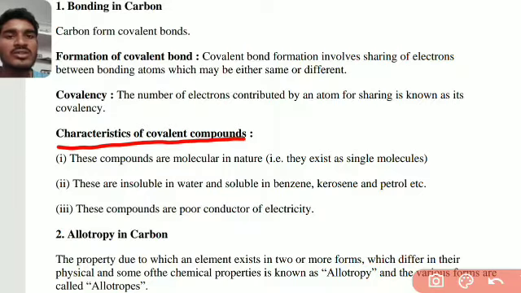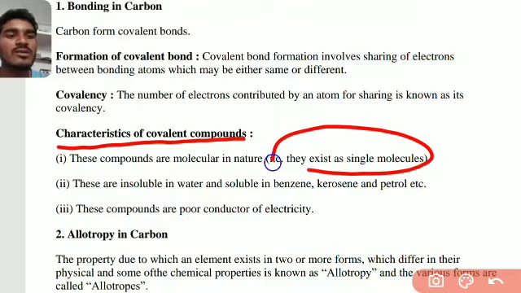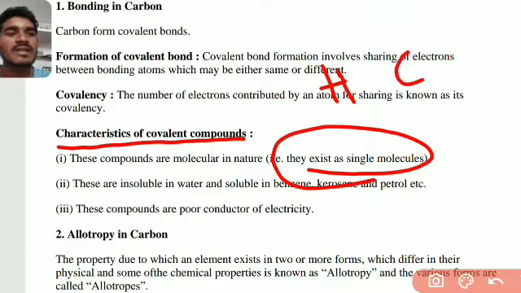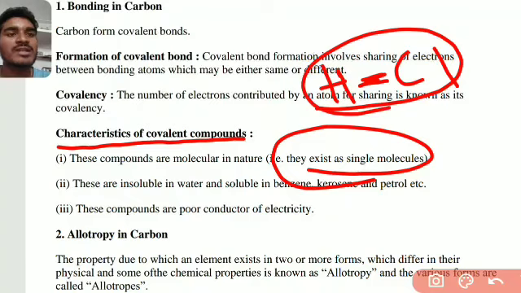So the covalent bonds always exist within a single molecule. Okay, HCl is always a single bond. This is a covalent bond. So these are insoluble in water but soluble in benzene, kerosene and petroleum. Okay, like that. And these compounds are poor conductors of electricity, right?